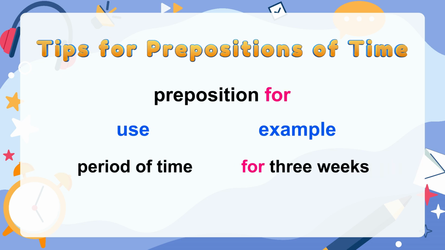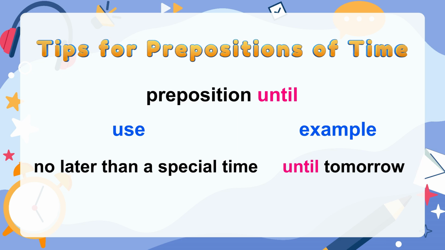The preposition for is used for a period of time. For example, for 3 weeks. The preposition until is used no later than a special time. For example, until tomorrow.